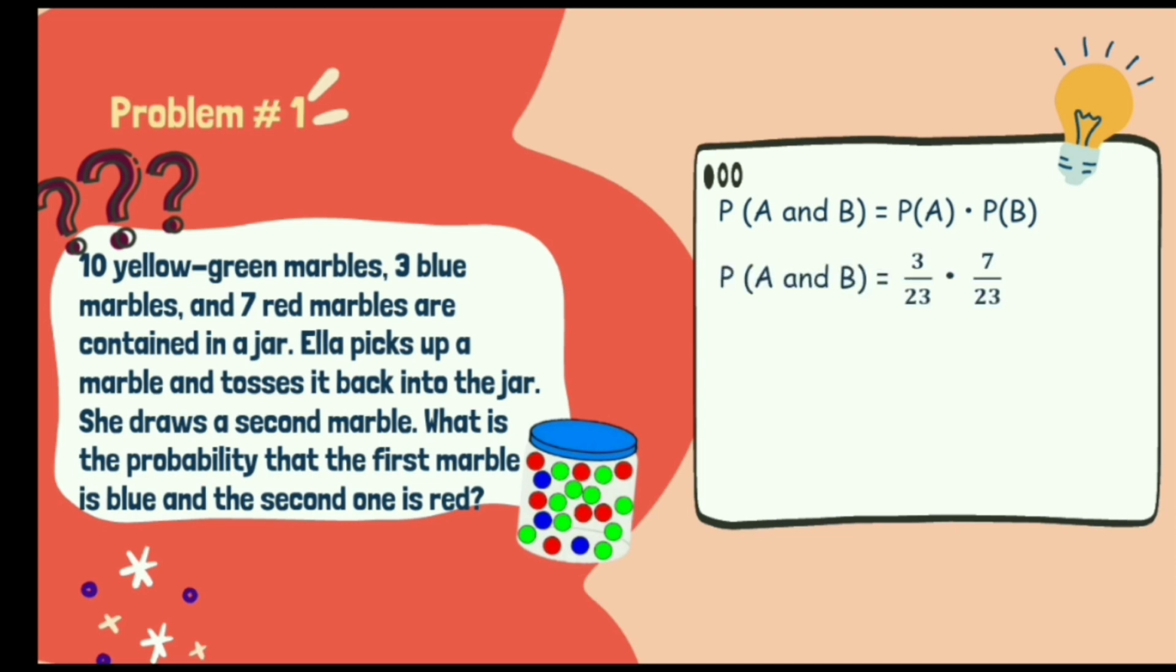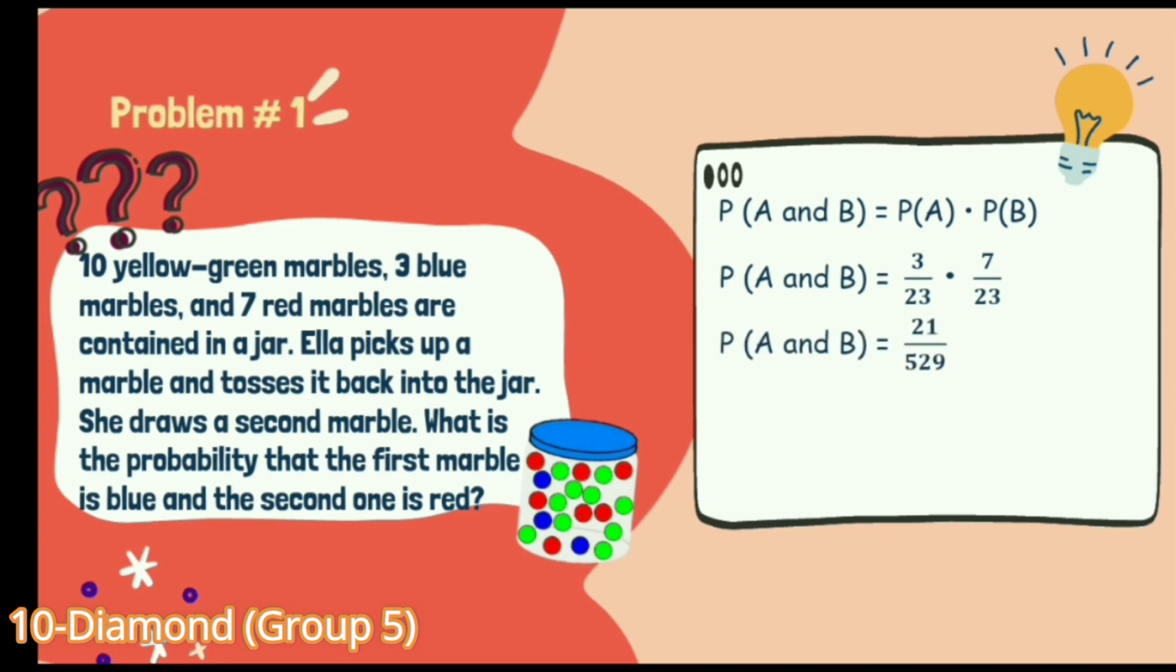Substitute the given. Probability of A refers to the probability of getting a blue marble amongst all marbles. So it will become 3 over 23 since there are 3 blue marbles and 23 total marbles, multiplied by 7 over 23 since there are 7 red marbles among the entire marbles. Now we will multiply the given, 3 over 23 multiplied by 7 over 23.